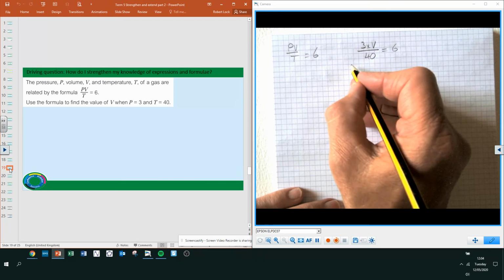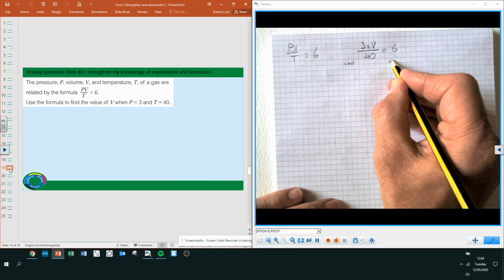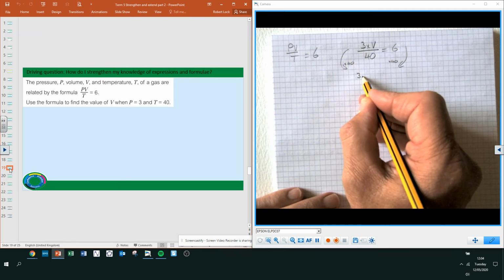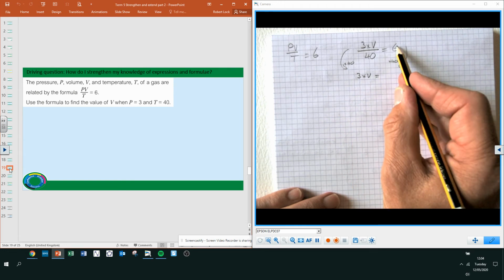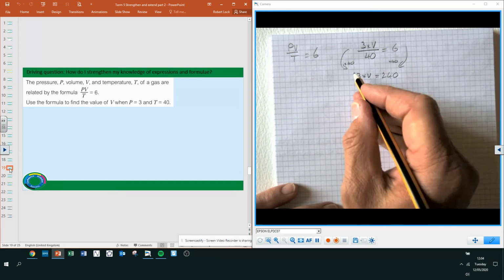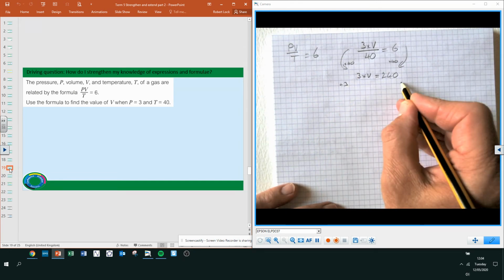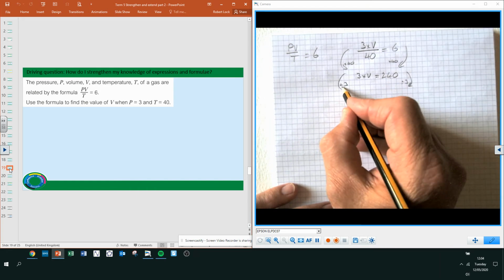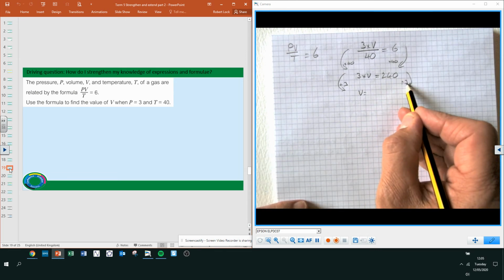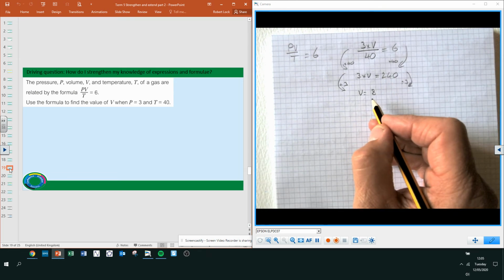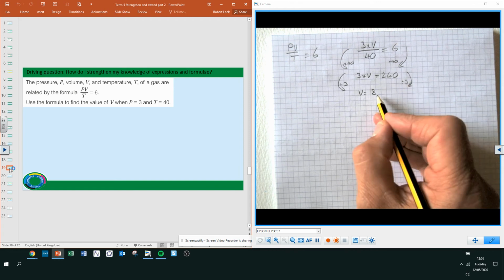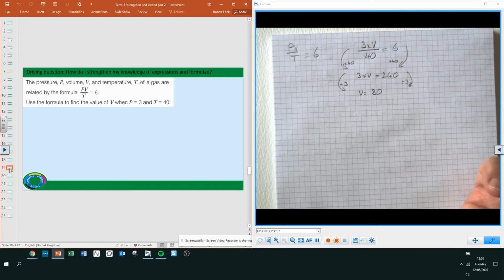So first thing we need to do is times both sides by 40. 3 times V equals 6 times 40, which is 240. Then we divide both sides by 3. V equals 240 divided by 3. 3, 6, 9, 12, 15, 18, 21, 24, 8. And we've got 0 there. The answer is 80.